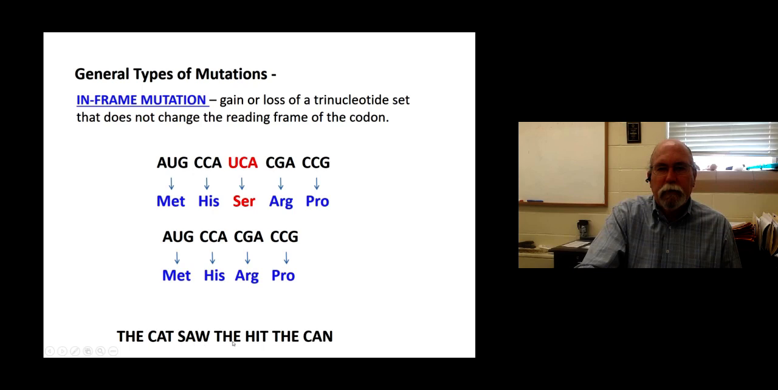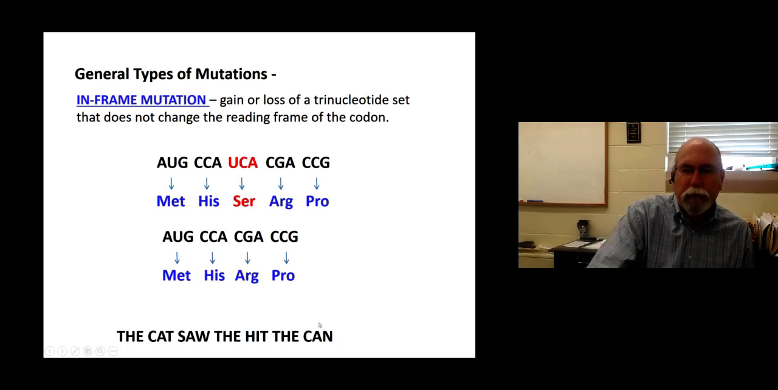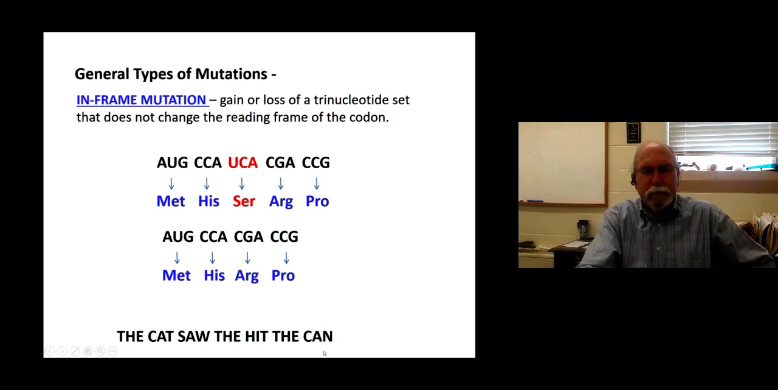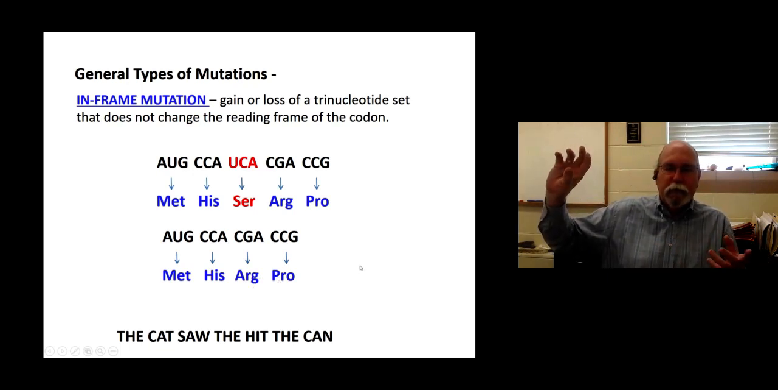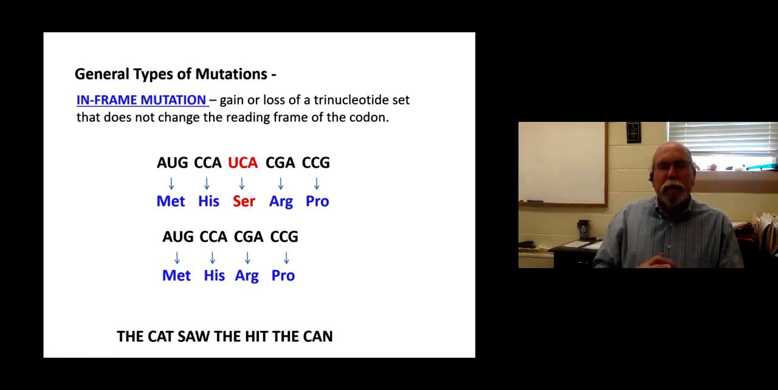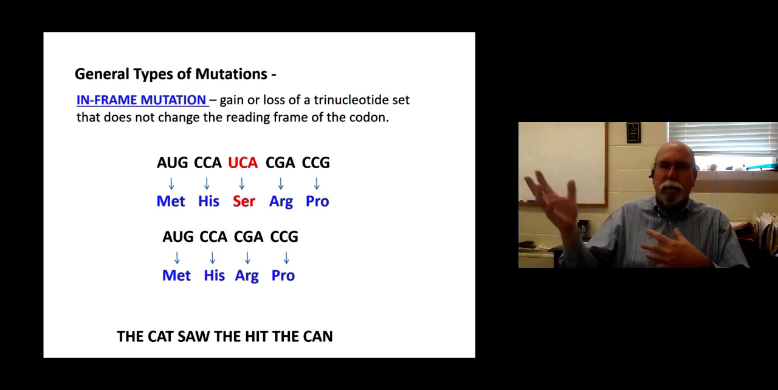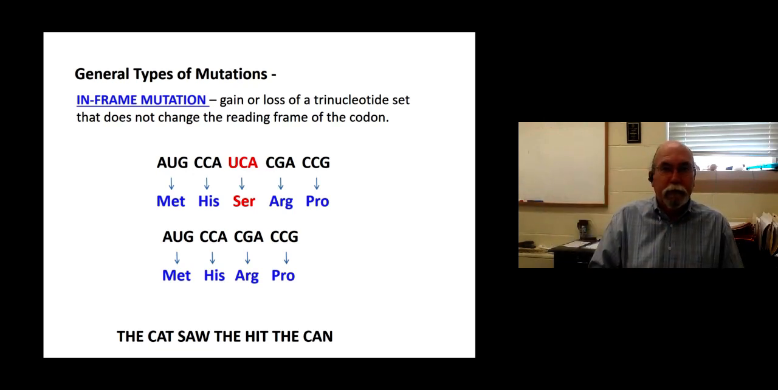The cat saw the hit the can. The point of that, trying to make that, well, that's not really a sentence. Well, no, this is not really probably a protein. Now, if it's some protein that's just out here, some amino acid that's part of a loop or not particularly important, you may have plenty of structure in that protein for it to work effectively.